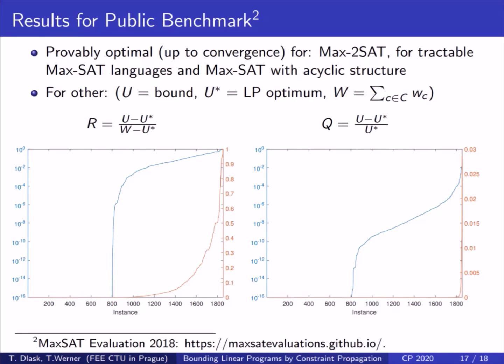criteria. First, criterion R compares the gap between the bound obtained by the algorithm and the LP optimum with the gap of a trivial bound given by the sum of all clause weights. Second, criterion Q measures the relative gap with respect to the optimal value of the LP.